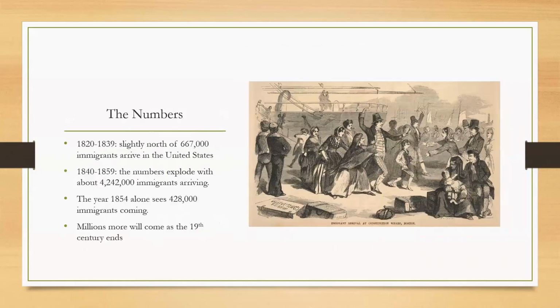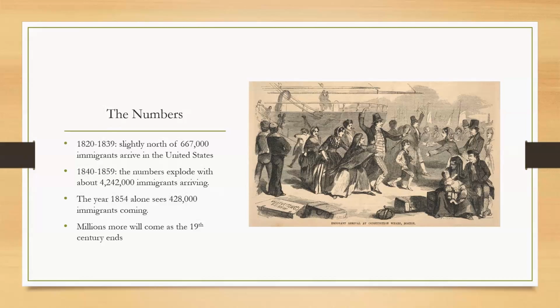Let's talk numbers. During this time period, this is where large-scale immigration to the United States really starts to take off. From about 1820 to 1840, slightly north of 667,000 immigrants arrive in the United States. But between the decades of 1840 and 1860, you see a relative explosion with over 4.2 million immigrants arriving. The year 1854 alone sees close to 500,000 immigrants coming in one year alone.